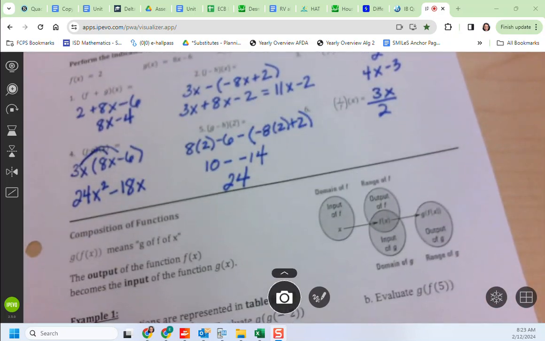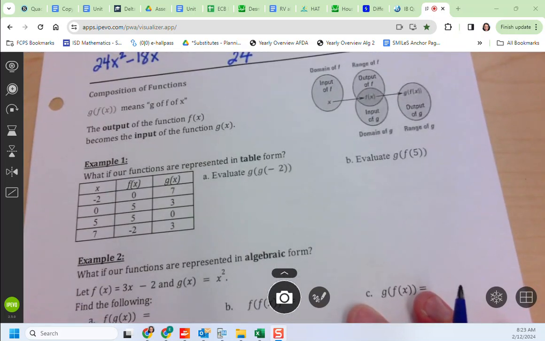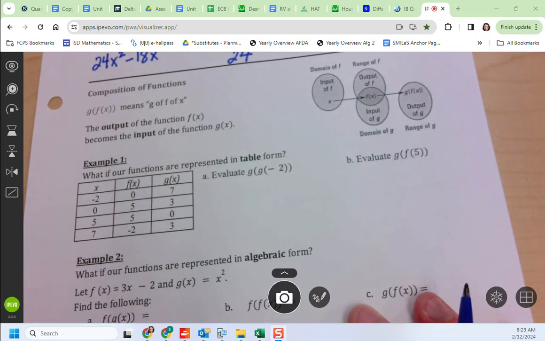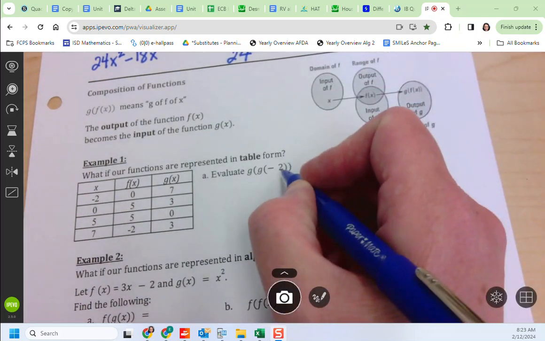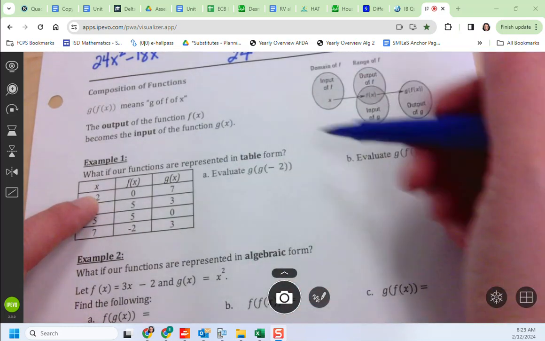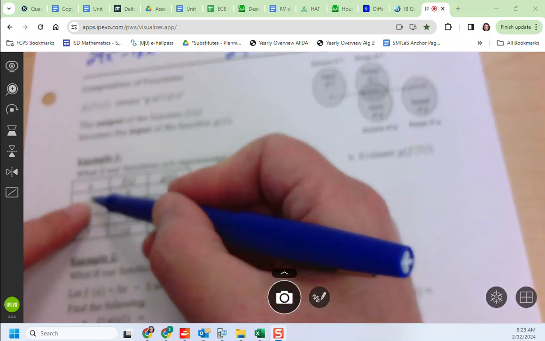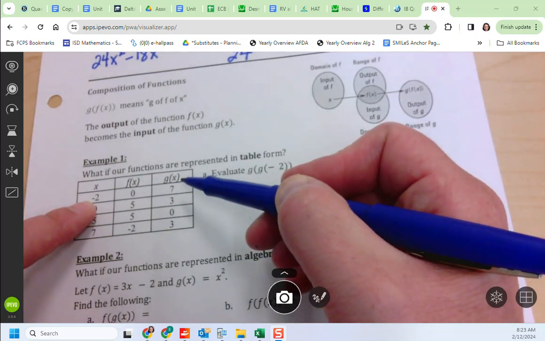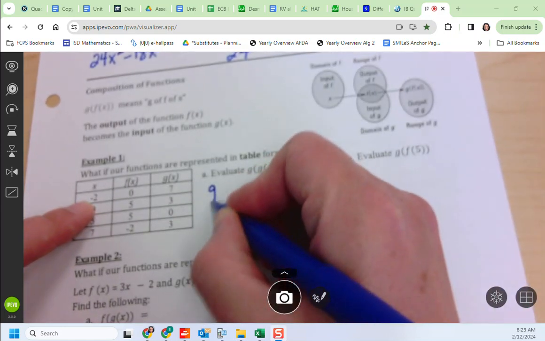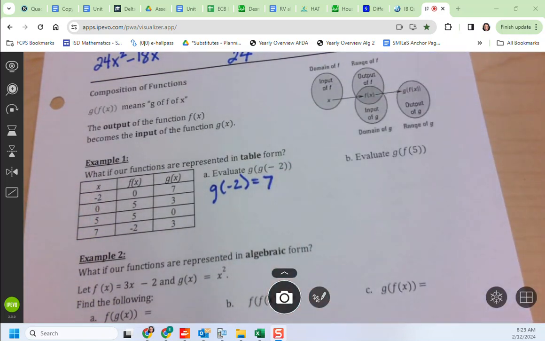All right, let's see how that works in this table. Evaluate g of negative 2. So negative 2 is the input. Negative 2 is the x. Let's look for the column that says g. The column that says g is right here. So when negative 2 is the input, what's the output? 7. It's 7. So g of negative 2 is 7. You see that? I skipped over the f column because this problem has nothing to do with f.